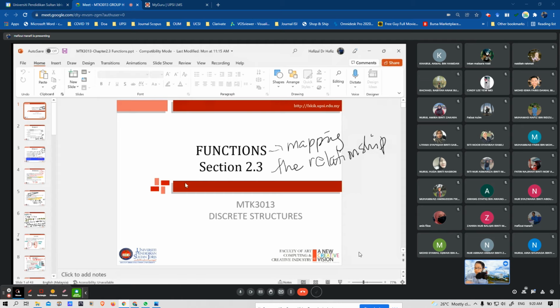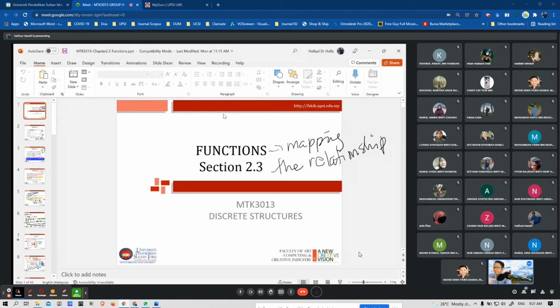We are looking into mapping or functions. The definition of a function is a mapping. You can define a function f from set X to Y as a relationship from the elements of set X to the elements of another set Y. X is called the domain and Y is called the codomain of function f.